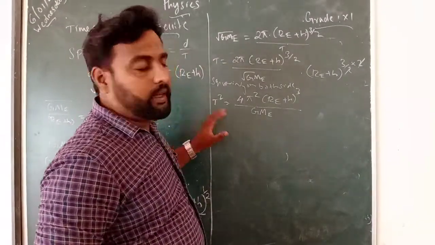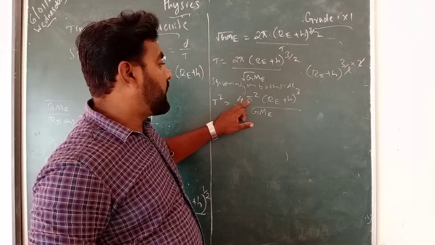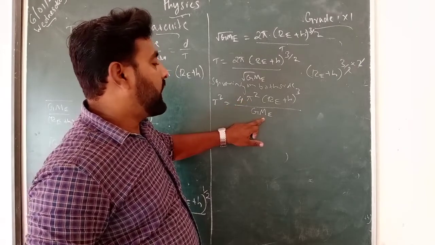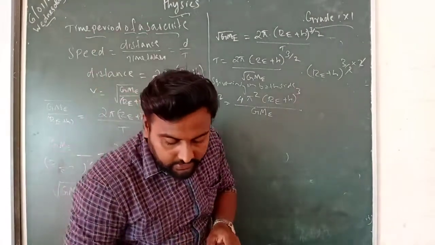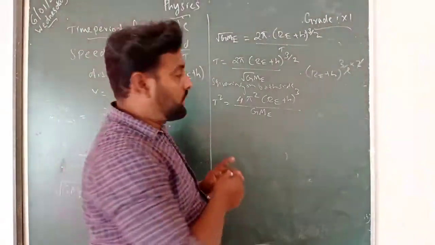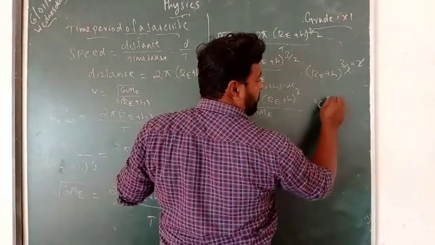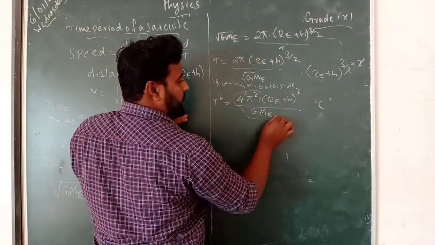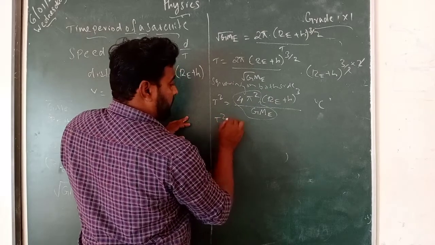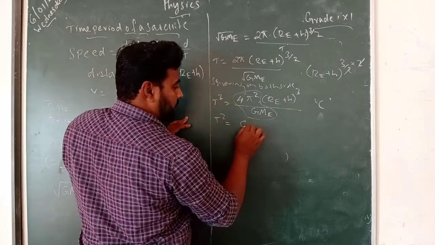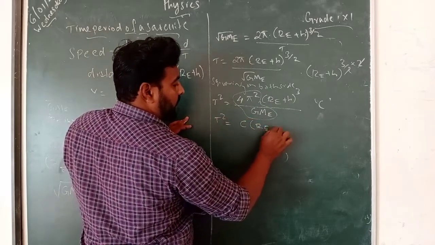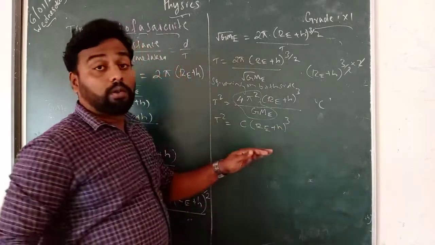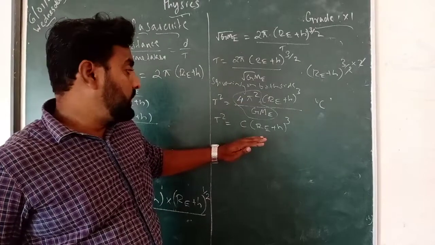Now what you have to do means, you see this 4 pi square by GM_E. We can take it as a constant now. Just take it as a constant C. So 4 pi square by GM_E we are taking. T square is equal to C into (R_E plus h) the whole cube. So we are simplifying the equation and just writing.